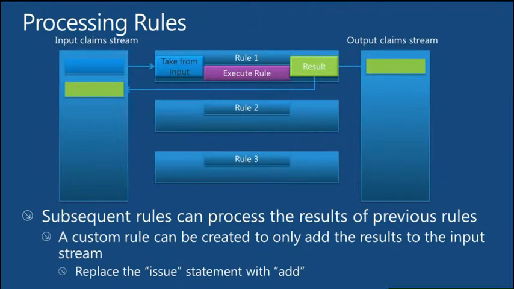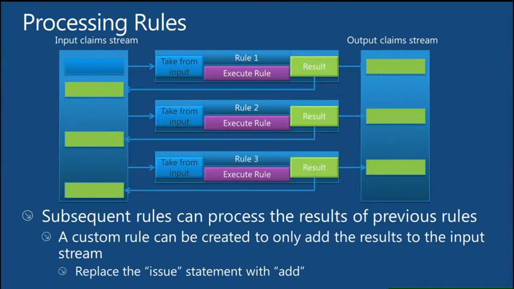If you're reprocessing rules, or results, just be very careful of the order of your rules. If you don't care about reprocessing, you don't care about the processing order, but be careful on that. You can also, if you do a custom claim rule, replace issue with add, and what it will do is just add it back in there without putting it in the output. So that's a possibility as well. So there we are, processing the rules.